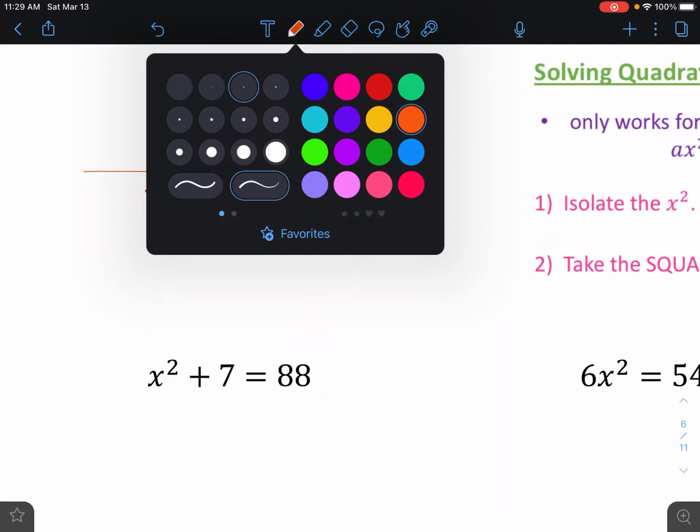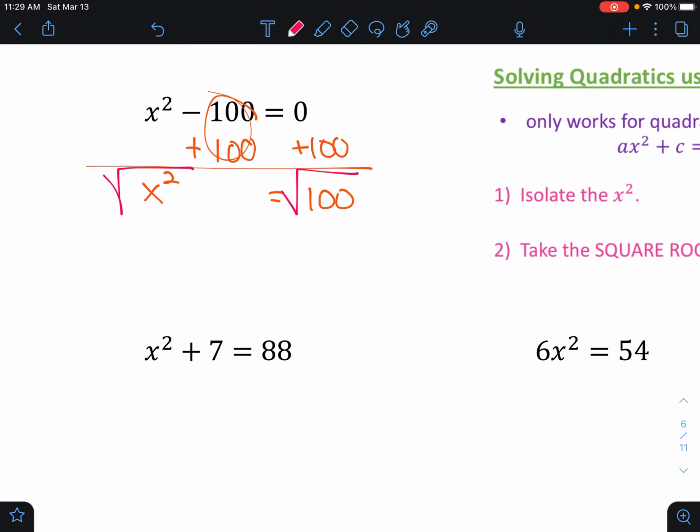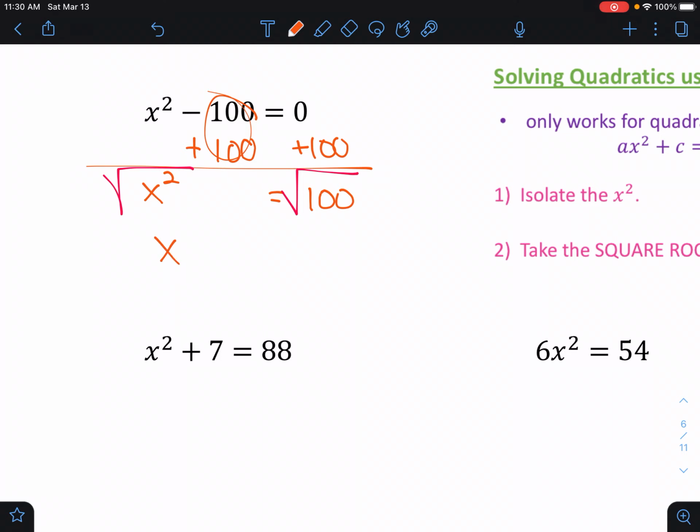Okay, so now at this point, I want to take the square root of both sides, okay? And so this is going to give me x equals, and then the square root of 100, which you probably know is 10, which is plus or minus 10 though. Don't forget to write the plus or minus. I should have two answers every time you do this. Otherwise, you're missing half your answers, right?